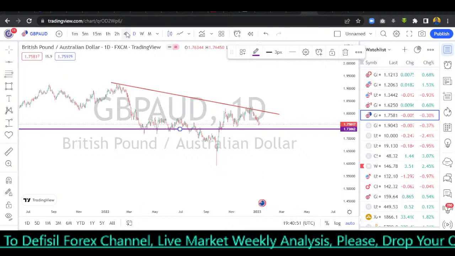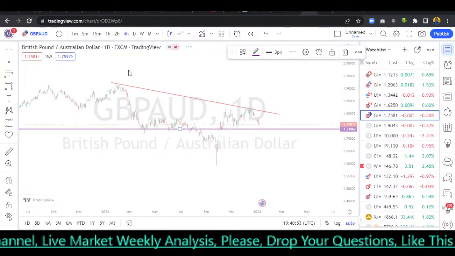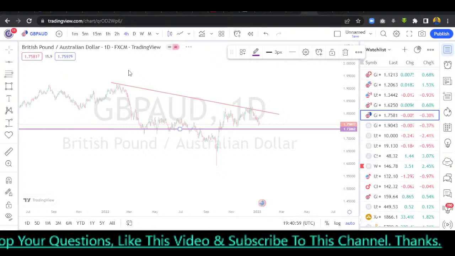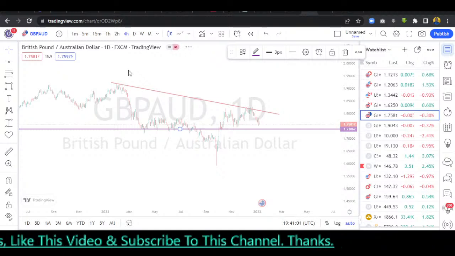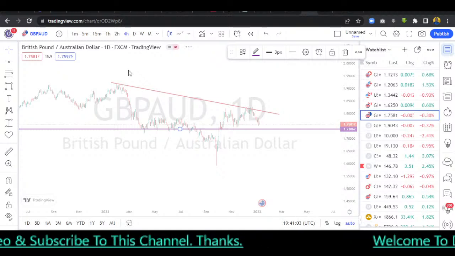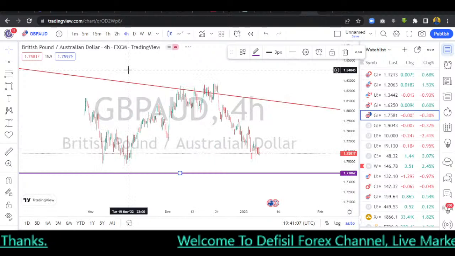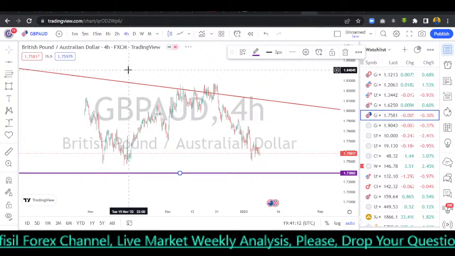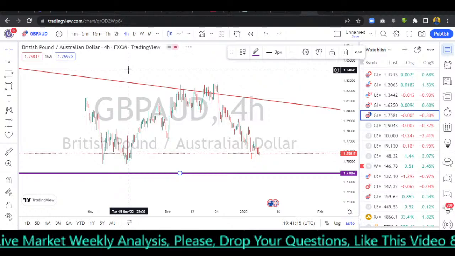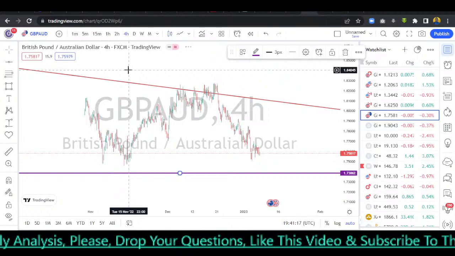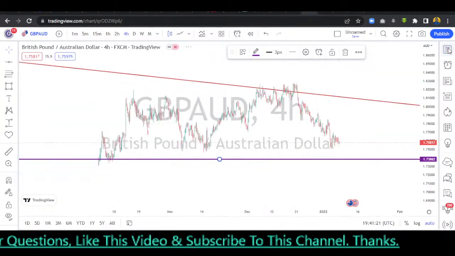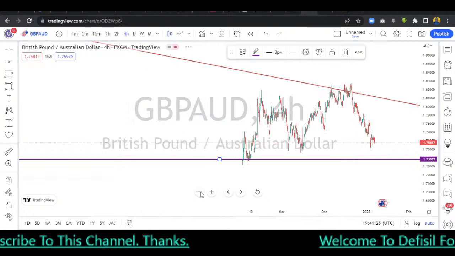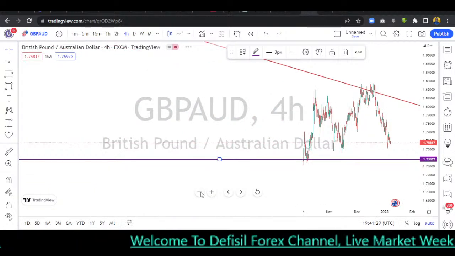So let's go over to the 4-hour time frame, or the 4-hour chart, and see what's there. Okay, the 4-hour chart is loaded up now. So let's zoom out enough to see what's happening.